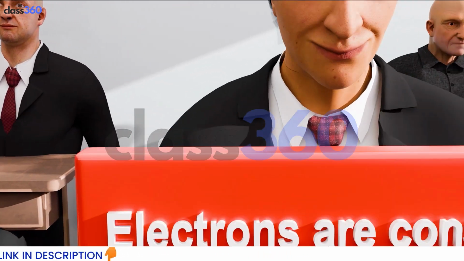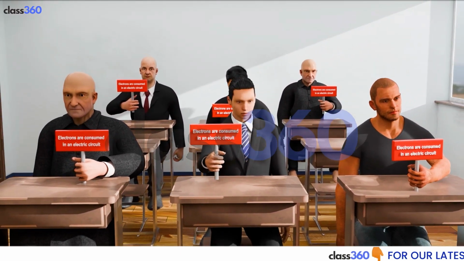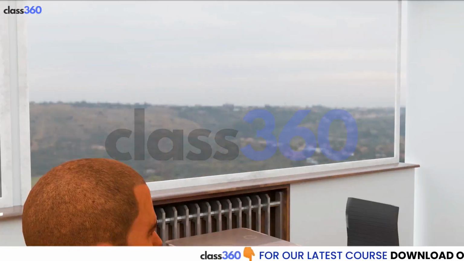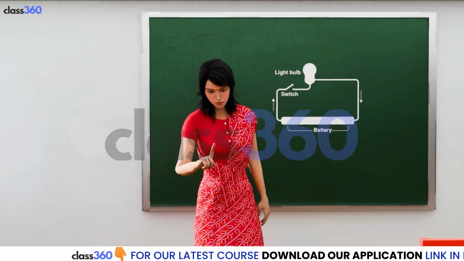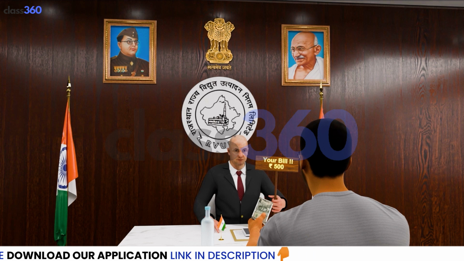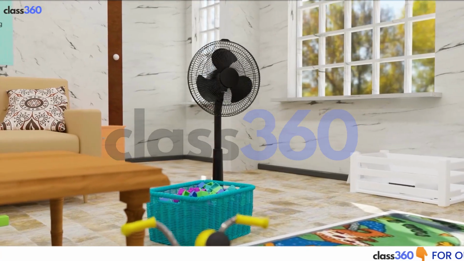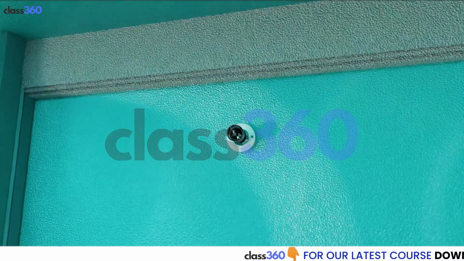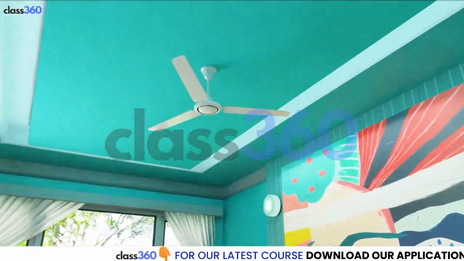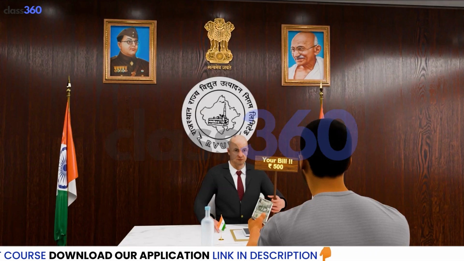Many people think that electrons are consumed in an electric circuit. This is wrong. We pay the electricity board or electric company to provide energy to move electrons through the circuit, through the electric gadgets like electric bulb, fan, and engines. We pay for the energy that we use.